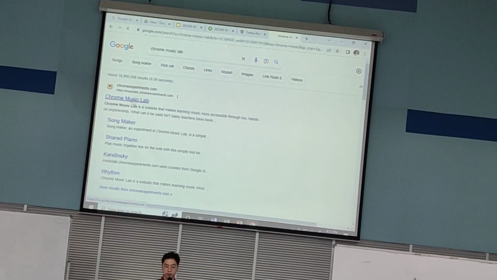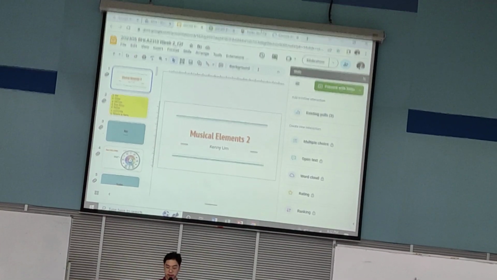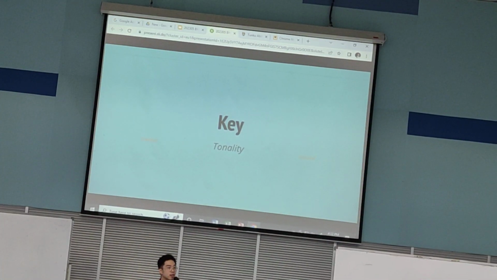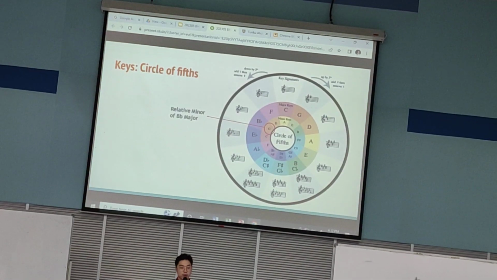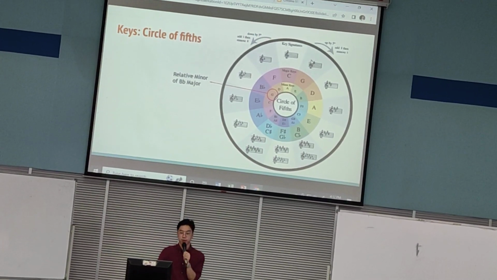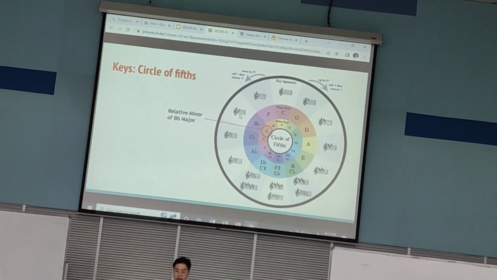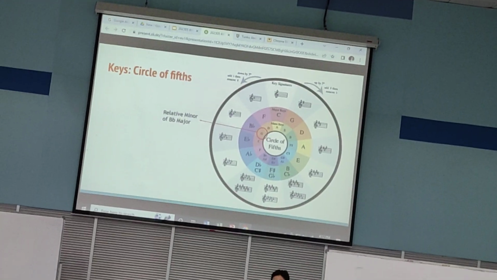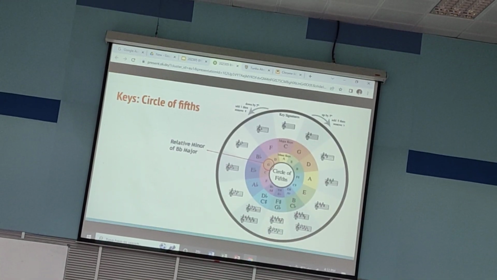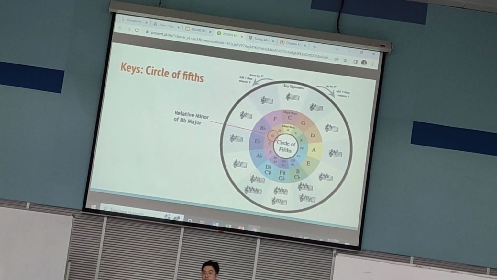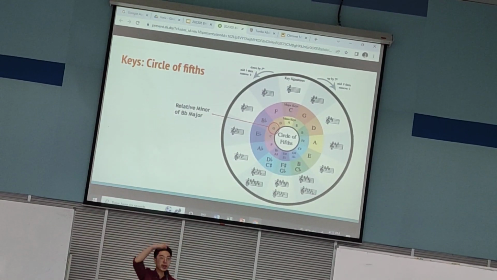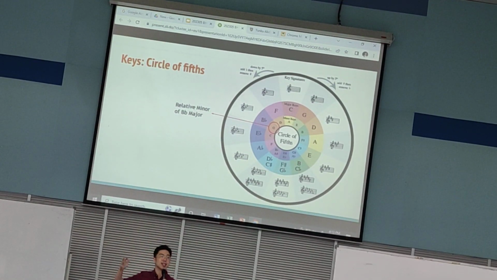Now, the first thing we're going to talk about today is this key. So the key here is not really the key to your house, okay? Now, what we have here is what we call the circle of fifths. Circle of fifths is very, very important in the Western music scale system. It basically portrays all the different keys that are available in the music theory system.